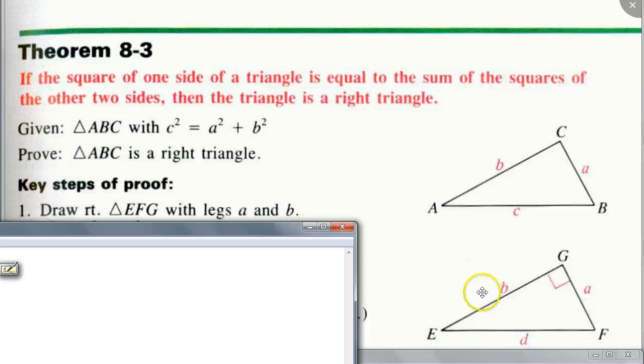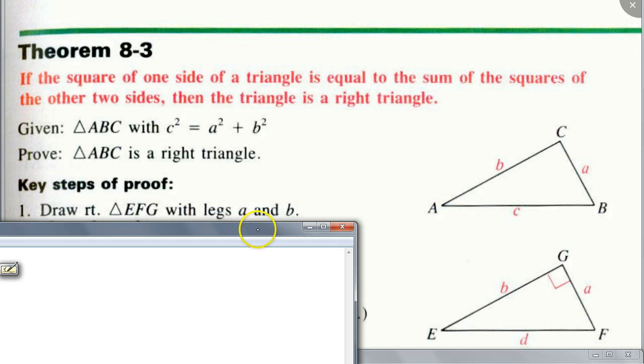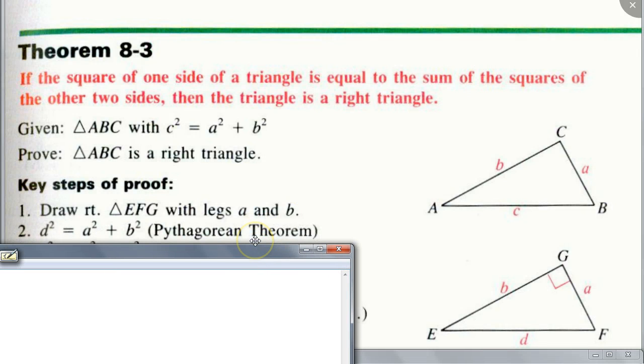Josh, since we have drawn a right triangle, what do you know about the sides of the right triangle? We just learned this yesterday. Yes, A squared plus B squared is equal to D squared. This time it's D squared, right? Because we constructed a right triangle using the sides A and B. So this is what we get: D squared is equal to A squared plus B squared. That's just because of the Pythagorean theorem, right?